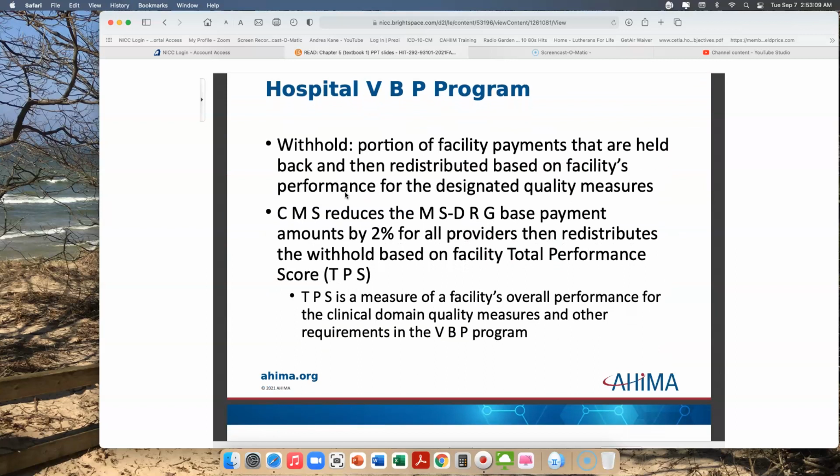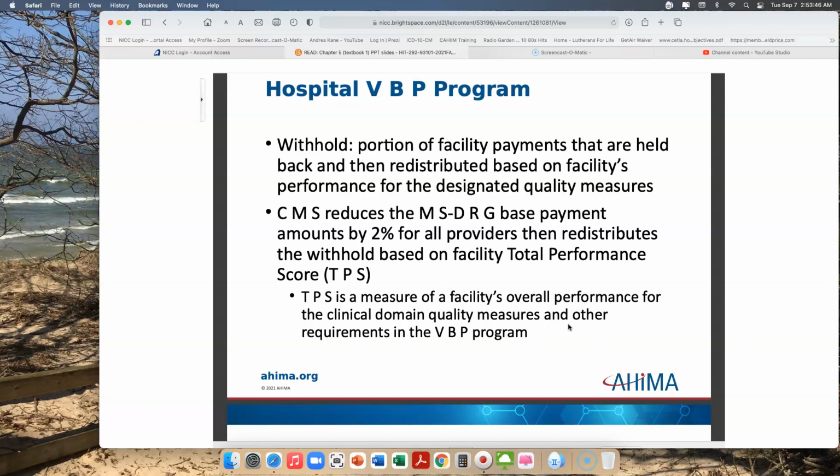The hospital value-based purchasing program includes withholding a portion of facility payments and then redistributing them based on the facility's performance for the designated quality measures. CMS reduces the MSDRG base payment amounts by 2% for all providers and then redistributes the withhold based on facility total performance score. The total performance score is a measure of the facility's overall performance for the clinical domain, quality measures, and other requirements in the value-based purchasing program.